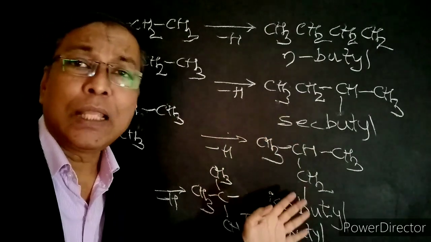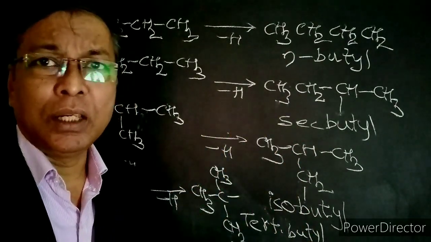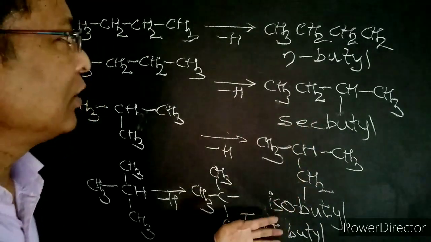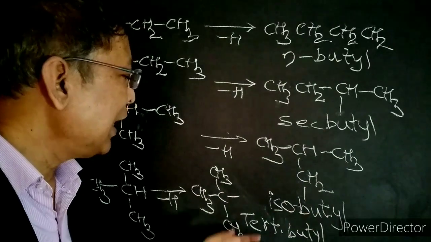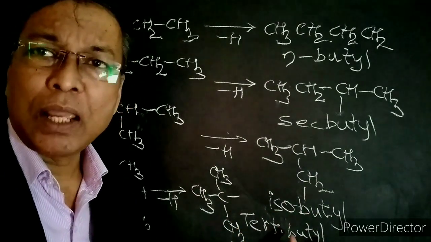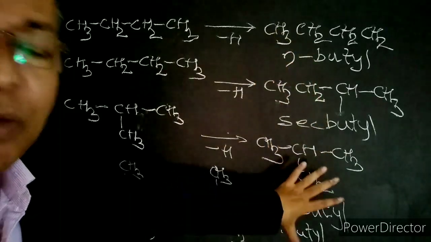This shows that the alkane containing 4 carbon atoms can exist in 4 different alkyl groups: N-butyl, sec-butyl, isobutyl and tertiary butyl. Now I will give you the symbolic representation and a trick for this.